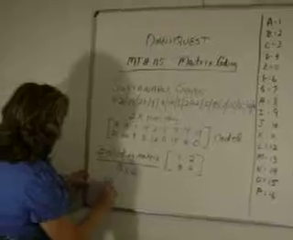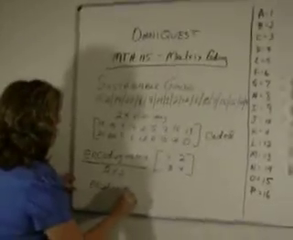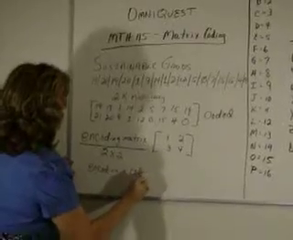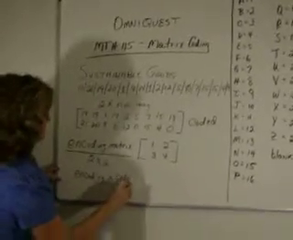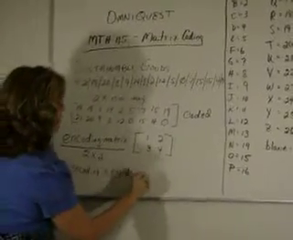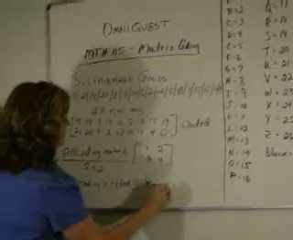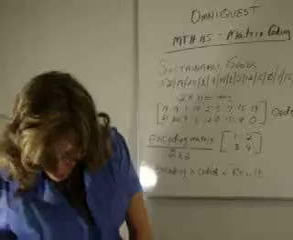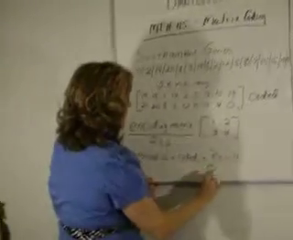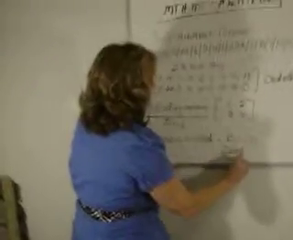So encoding times coded is going to give you your result. And we're going to call that result the coded message.